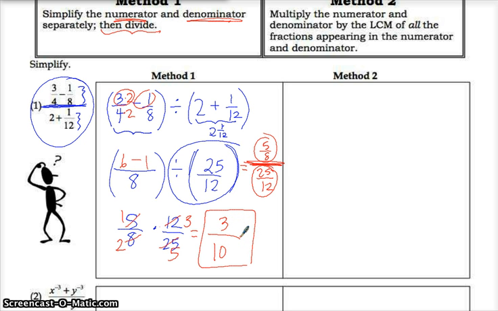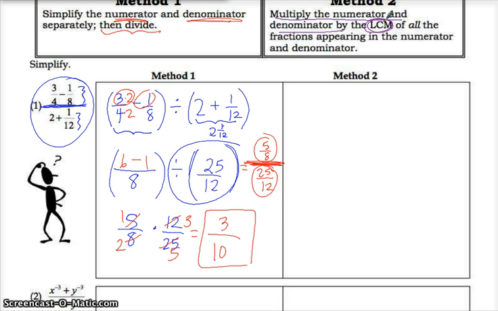So that's method 1. Simplify the numerator, simplify the denominator. So in other words, I simplify the numerator, simplify the denominator, and then I multiply by the reciprocal to get my final answer. Method 2 says to multiply the numerator and denominator by the least common multiple of all fractions appearing in the numerator and denominator.